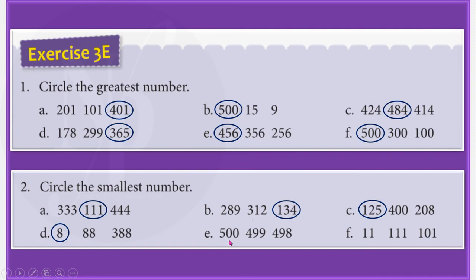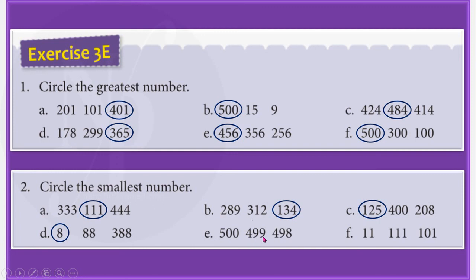E, 500, 499, 498. So here in 500 we have 5 in hundreds place, which is greater than 4. So the smallest number must be among these two numbers. So when we compare these two, we have 4 and 4 in hundreds place, and coming to tens place again we have 9 and 9. So we cannot conclude only looking at the digits at hundreds place and tens place.